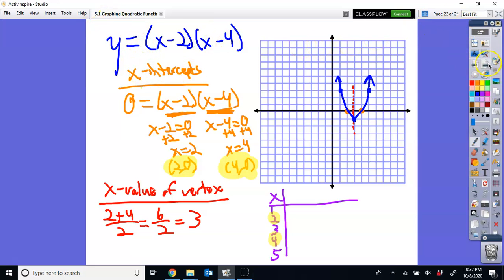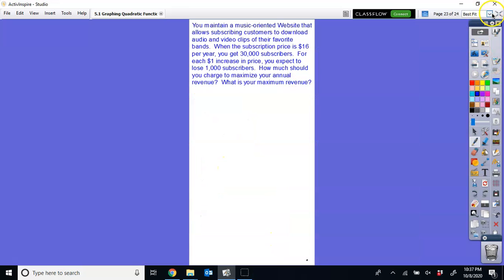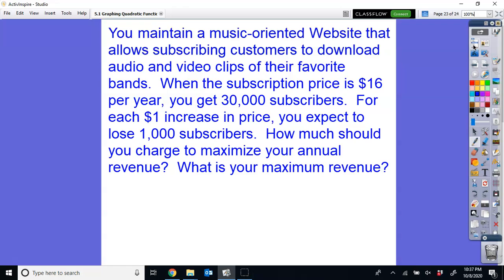All right, so the last problem is, what do I do with that? What does a vertex help me with? The other day in class, when we were looking at writing quadratic equations, we came across this example for this music-oriented website where the revenue is equal to the price times the number that you're selling.